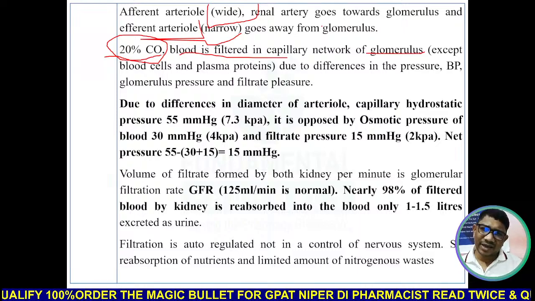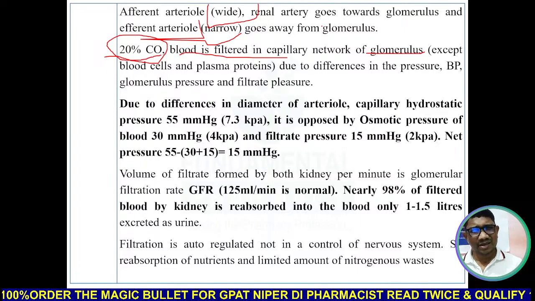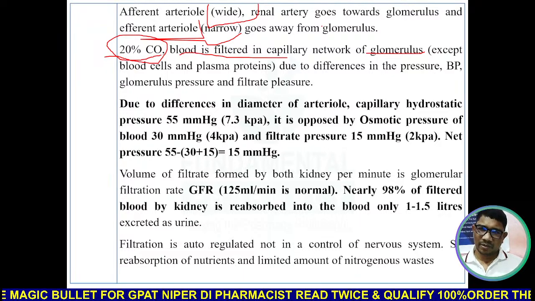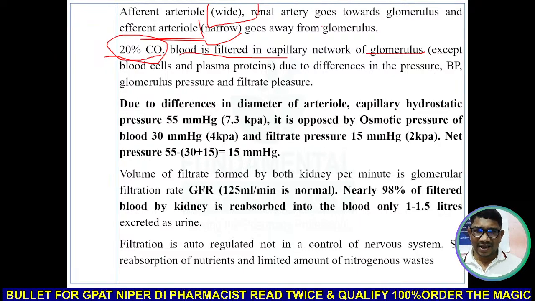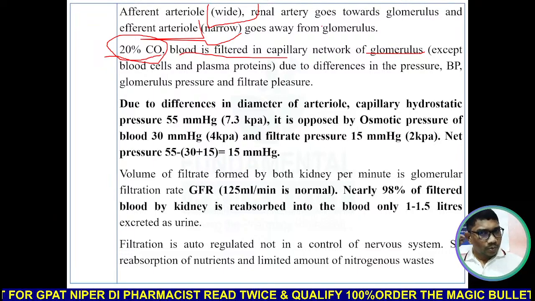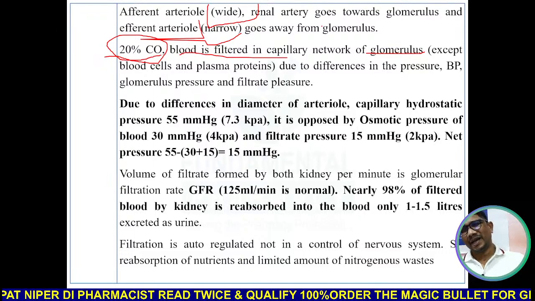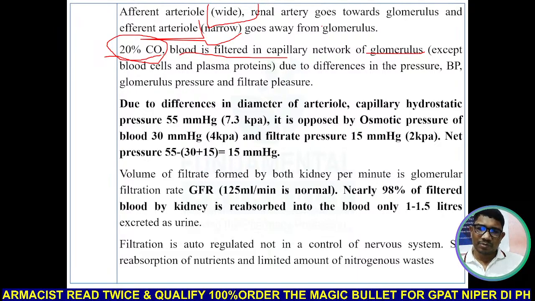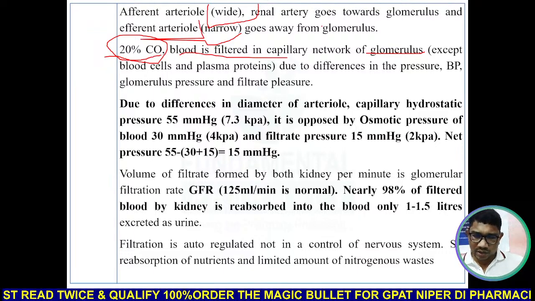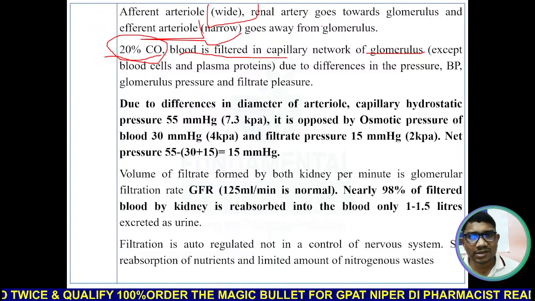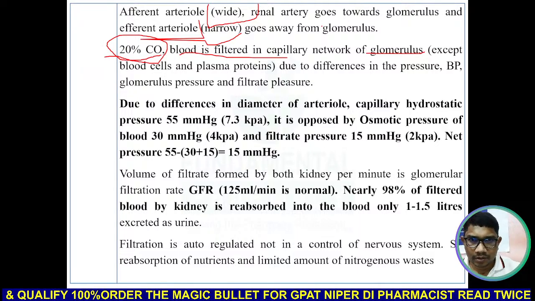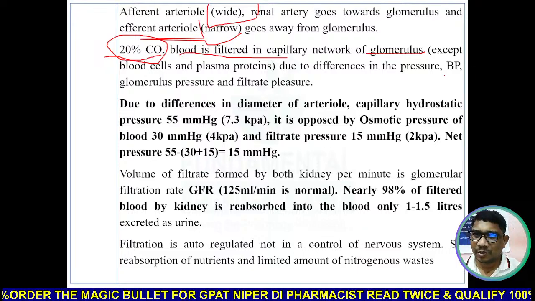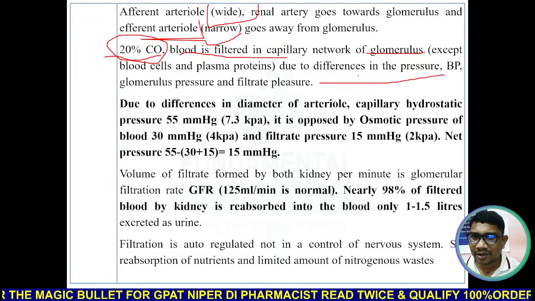Everything is filtered. What is in blood? There are many components: blood cells, plasma, plasma proteins, water, glucose, amino acids, vitamins, ions, everything. So everything is filtered except blood cells and plasma proteins. Everything is filtered in the glomerulus except blood cells and plasma proteins, due to the difference in the pressure. Where does the pressure difference come from? Because afferent arteriole is wide, efferent is small.